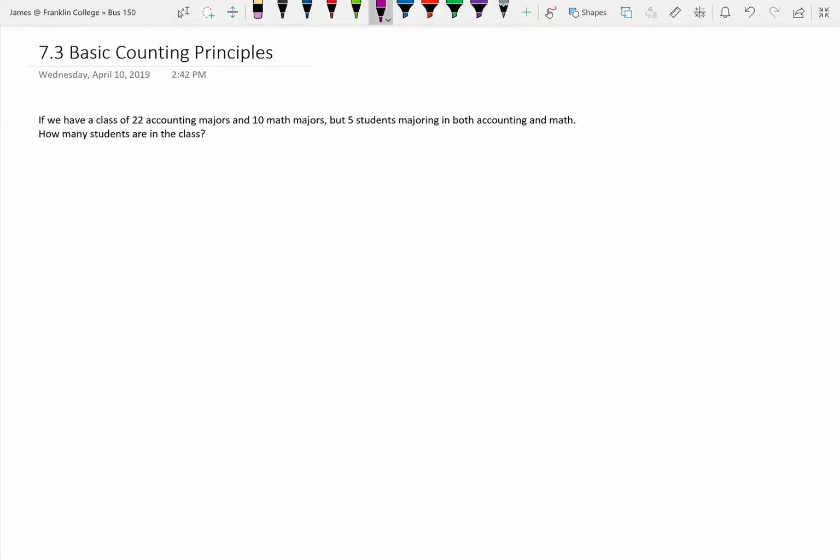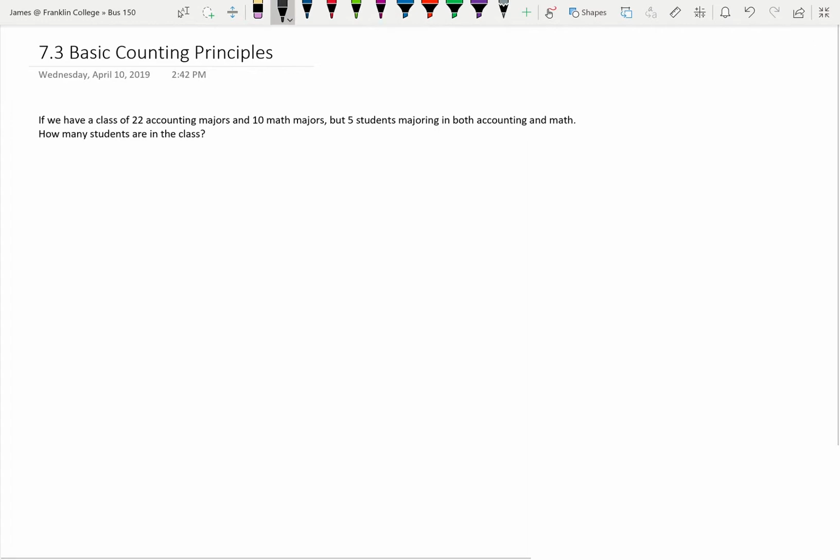Alright, today we're going to be doing basic counting principles. So let's start with a question. If we have a class of 22 accounting majors and 10 math majors, but 5 students are majoring in both accounting and math, how many students are in the class?